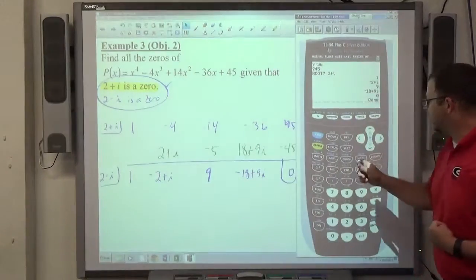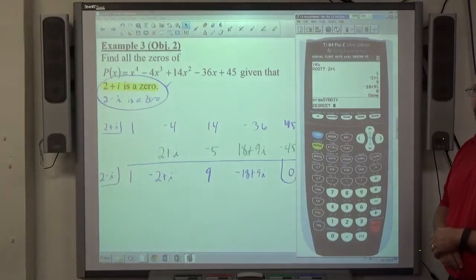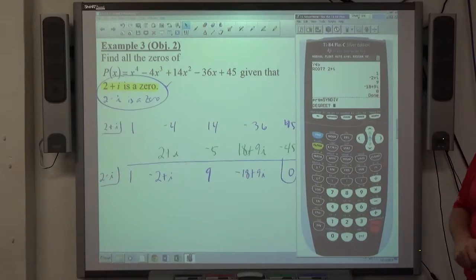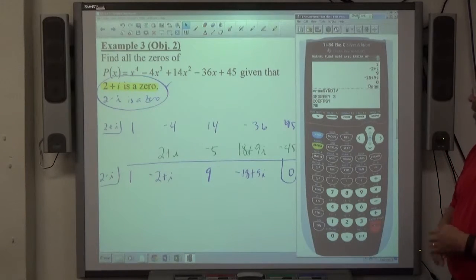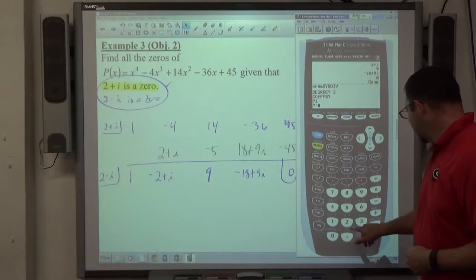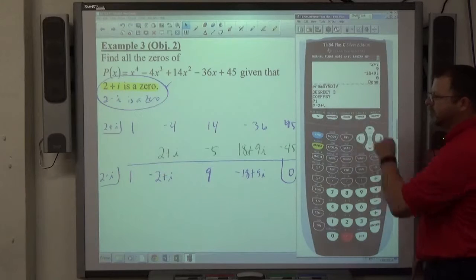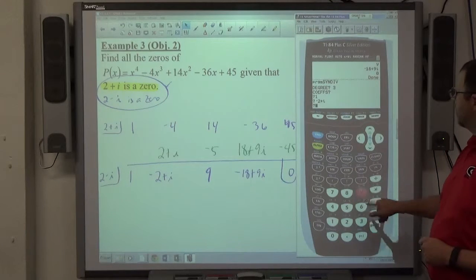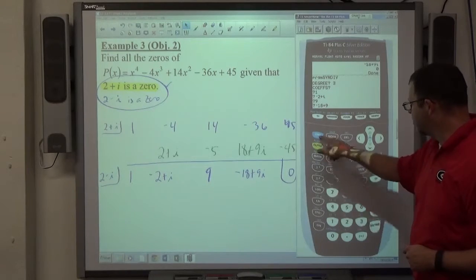So again, I'm going to run my SynDiv program again. If I hit enter, it automatically runs SynDiv again. Or you can hit program SynDiv. But then my degree is 3, enter. And now it wants the coefficients again. So again, I start by typing the coefficients. 1, negative 2 plus i. Again, i is second decimal. Enter. Positive 9, enter. And then negative 18 plus 9i.